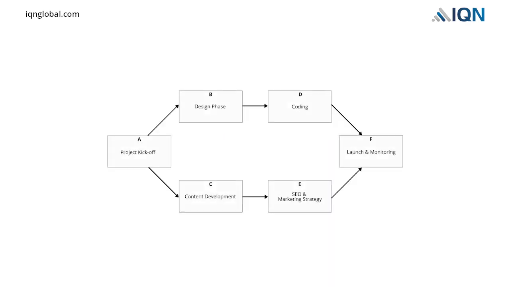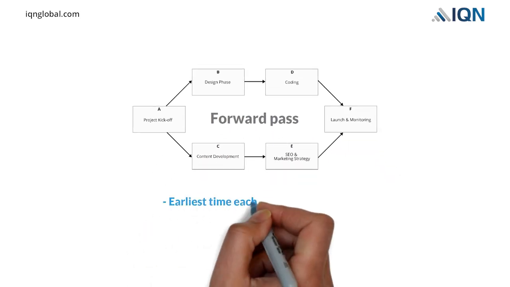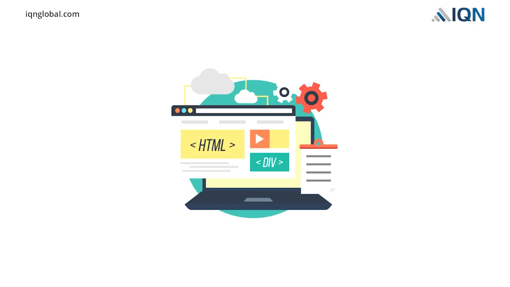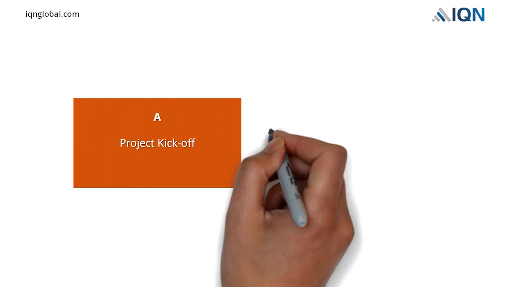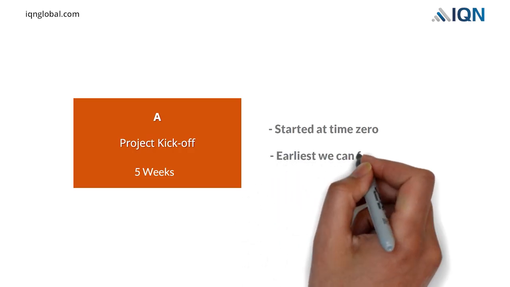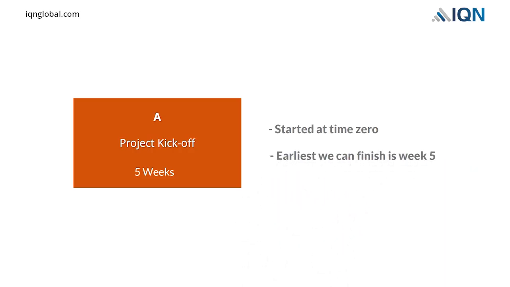We will now add more information to the network by conducting a process known as forward pass. This will help us determine the earliest time each activity can begin and the earliest time each activity can be completed. Consider the website development example. The beginning activity A can be started at time 0. That is immediately. The estimated duration of activity A is 5 weeks. Therefore, the earliest we can finish activity A is on week 5.